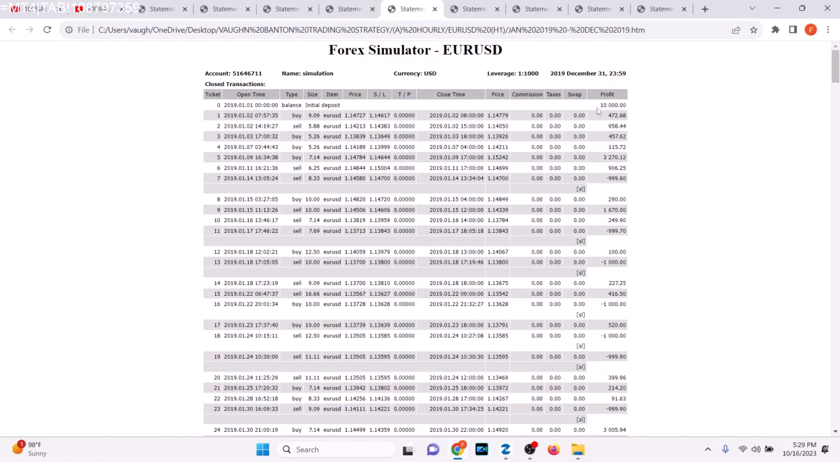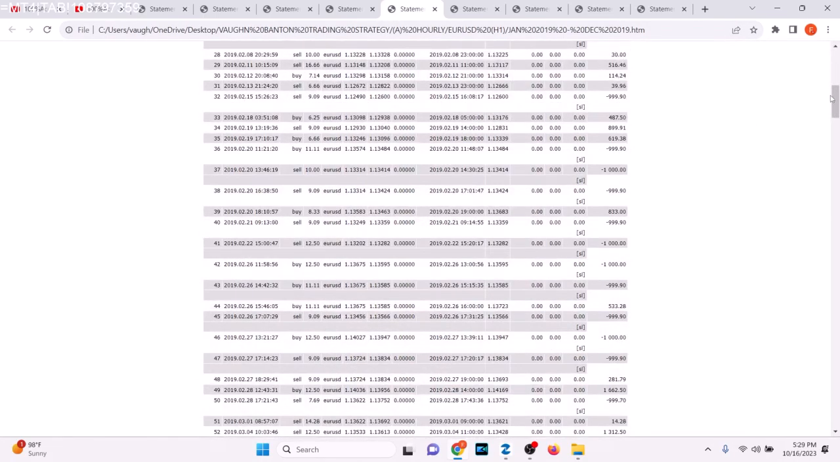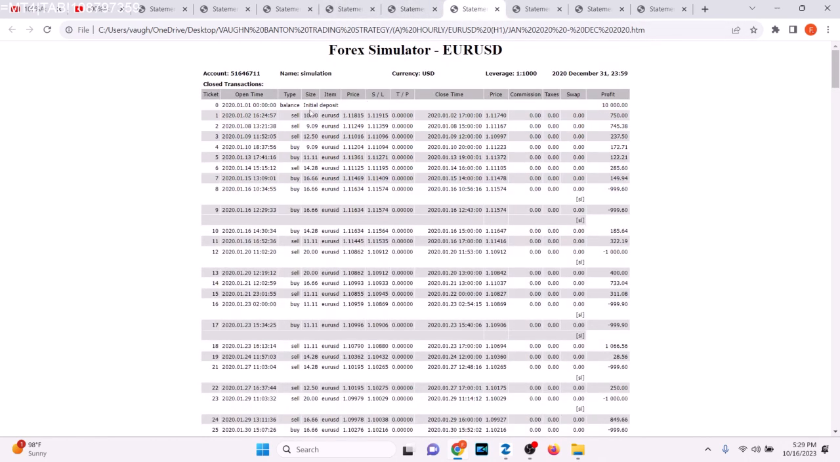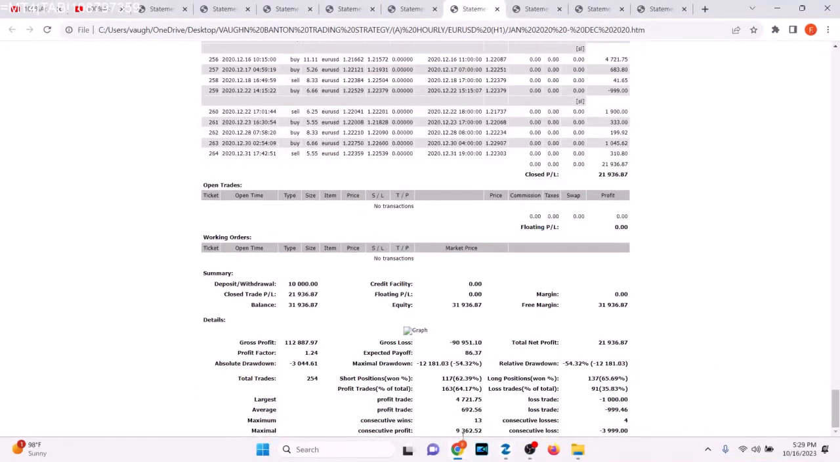In 2019, I started with 10,000 and I ended with 25,000. So I made a profit of 15,713, which is 150%, and my profit trades percentage of total was 59%. In 2020, I started with 10,000 and I ended up with 31,000. So I made 21,000 profit for the year. My profit trades were 64%.